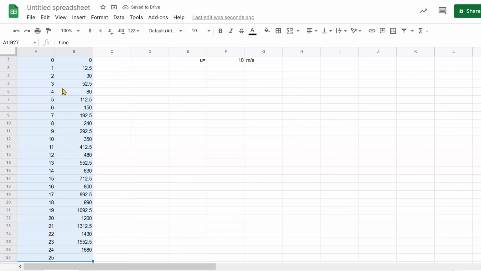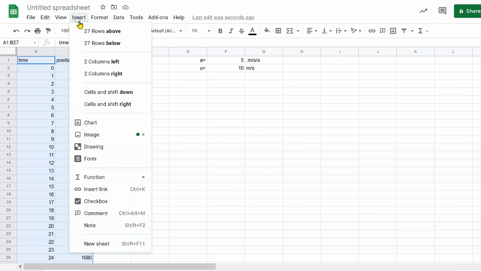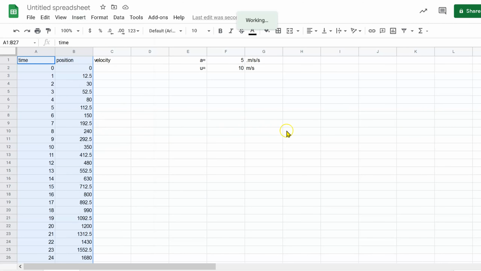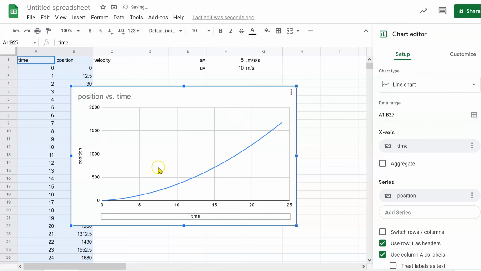Highlight the numbers and insert a chart. If these were the numbers you were using, then this chart would be right. Do the same thing with velocity. I'll let you figure out what formula to plug in for velocity and make your own velocity versus time graph.